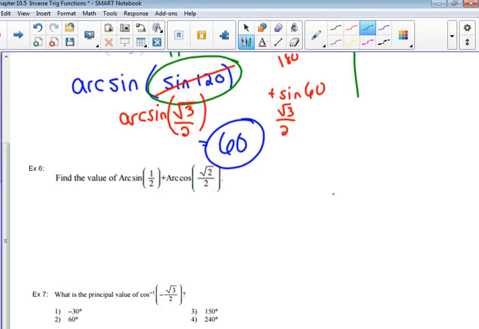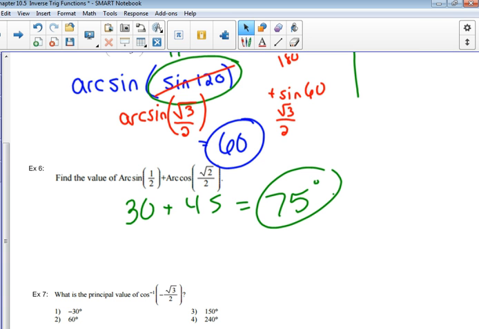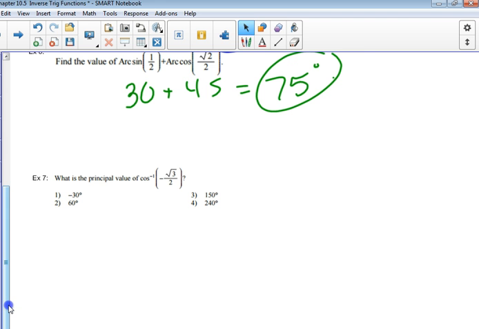What did you get for arc sine 1/2? 30. And 45, so 75. Good. Did anybody get number 7? What did you get? 150? Yeah. Good job. Okay. This is right here.